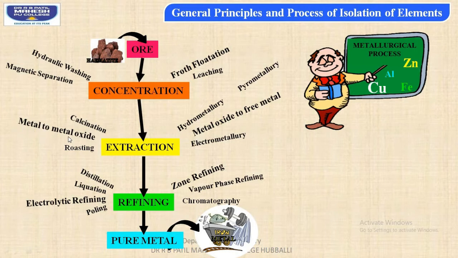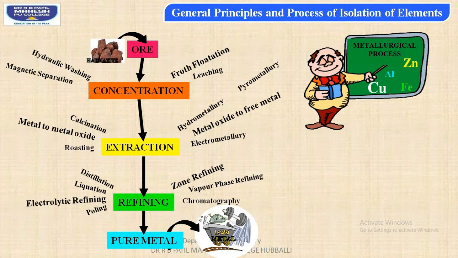The first step is that the metal in the concentrated ore is converted to metallic oxide, followed by the second step, in which the metallic oxide is converted to free metal. For the first step, conversion to metallic oxide, calcination and roasting methods can be used, whereas for the conversion of metallic oxide to free metal, we can use hydrometallurgy, pyrometallurgy and electrometallurgy.